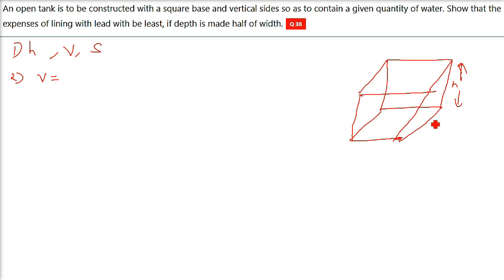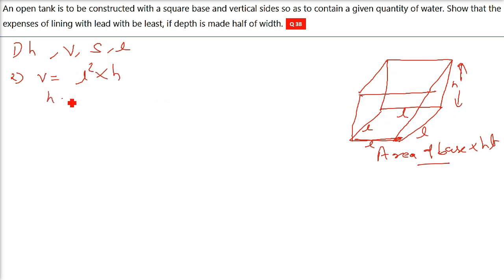What is the volume? Since it is open from one side, we have to just stick to the basics. For any shape, the area of the base into height is the volume. This is the length, and because the base is a square, all sides will be L. So volume is the area of the base, which is L square, and the height, which you can call depth also, is h. From this we get equation number 1: v by L square is h.